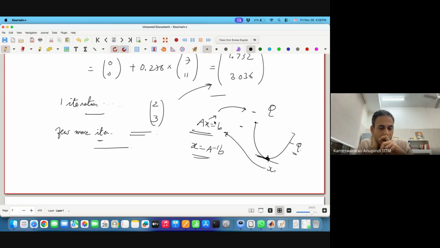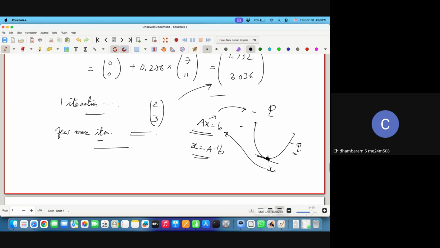Okay, sir. Sure. So that means instead of solving the linear system Ax equal to B, you are posing it as an optimization problem. You're saying if I can minimize this quadratic equation, the x which minimizes this quadratic equation is the solution to Ax equal to B.